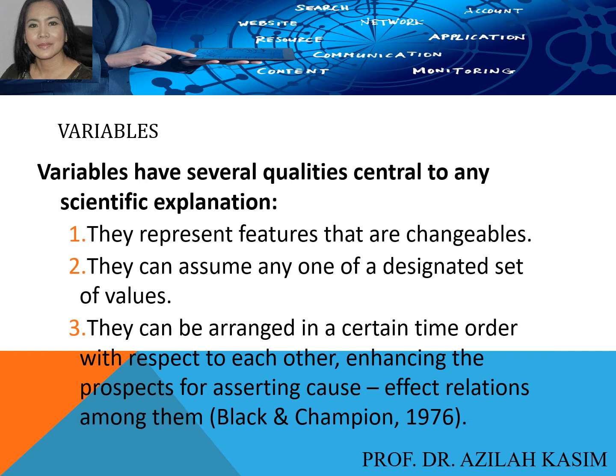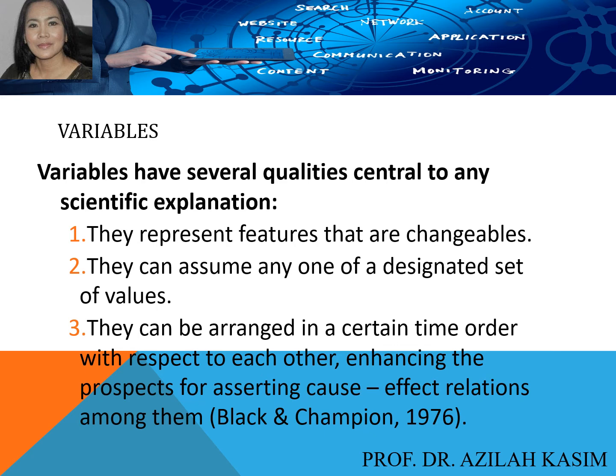Variables have several qualities central to any scientific explanation because they represent features that are changeable. They can assume any one of a designated set of values. They can be arranged in a certain time order with respect to one another, enhancing the prospect of certain cause-effect relationships among them. So basically what it says here is that variables are important, but subject to the definition that you have already given to your constructs. That's why they are changeable.